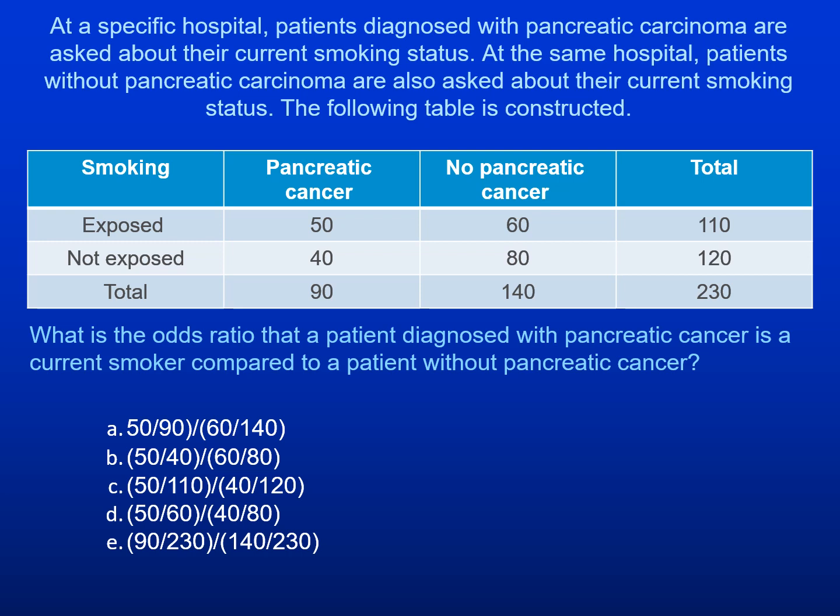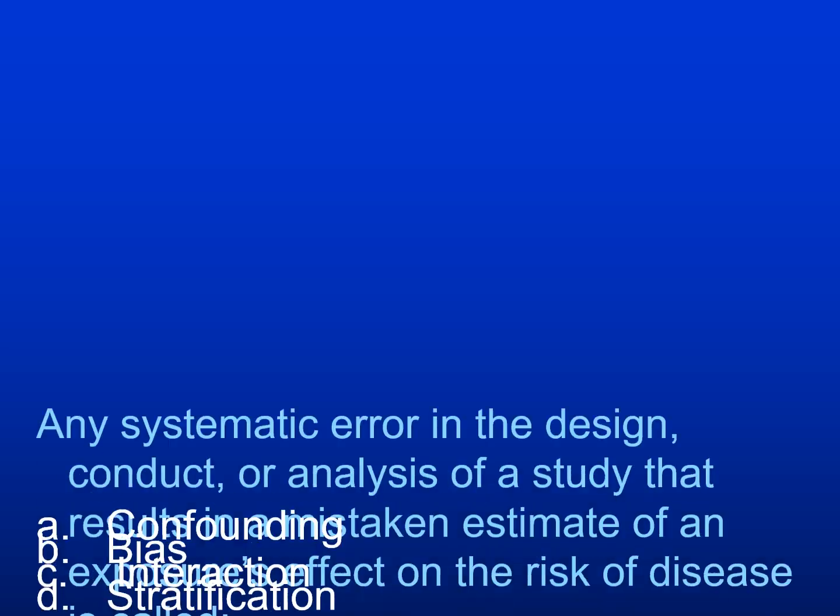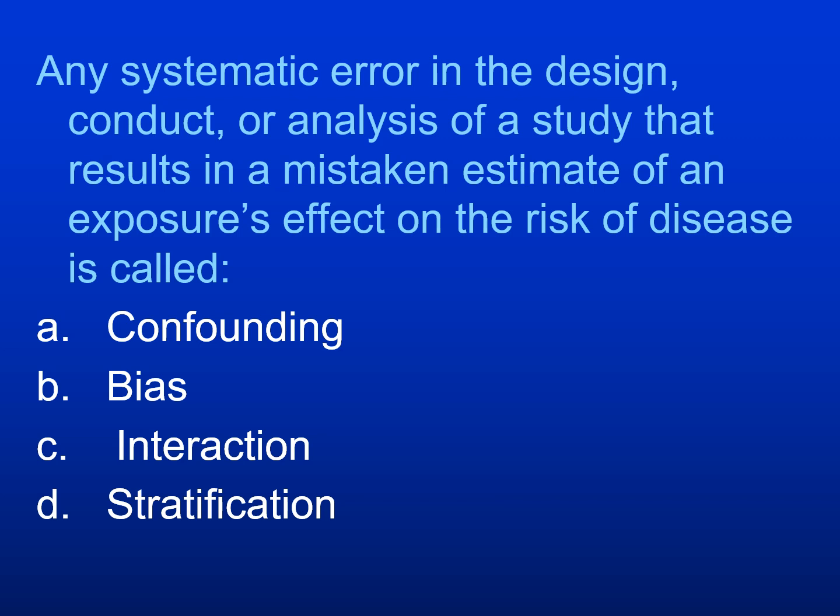The odds ratio is going to be 50 over 40 divided by 60 over 80, and this is the same as 50 times 80 divided by 40 times 60. Any systematic error in the design, conduct, or analysis of a study that results in a mistaken estimate of an exposure's effect on the risk of disease is called: confounding, bias, interaction, stratification. This is bias, of course.